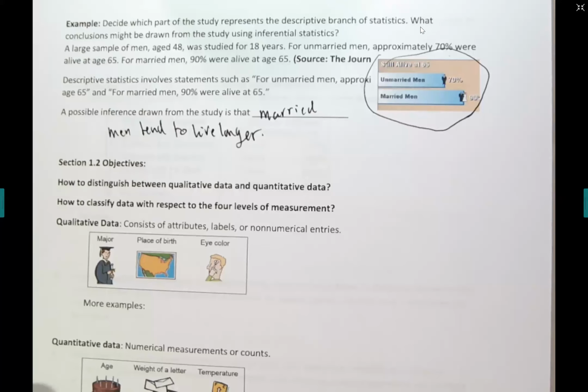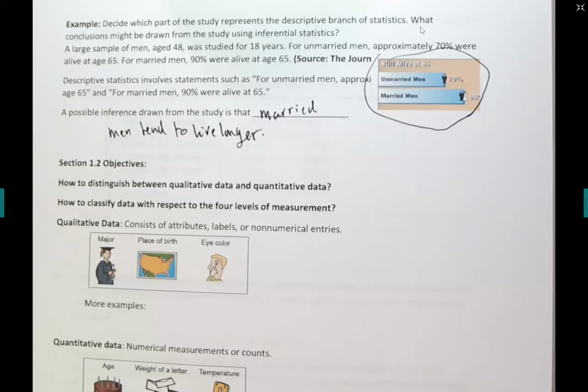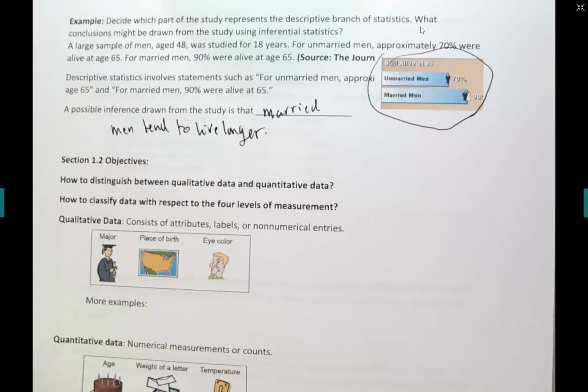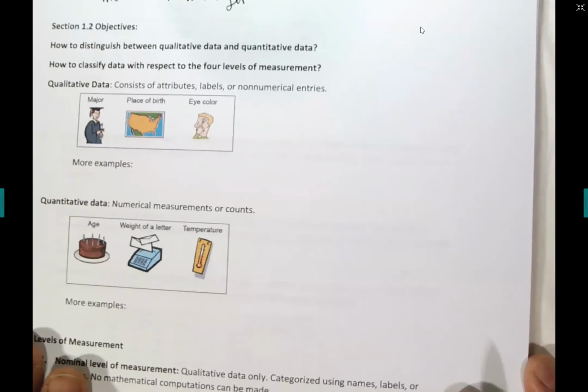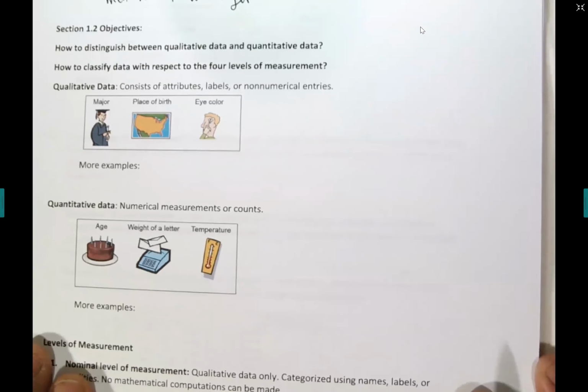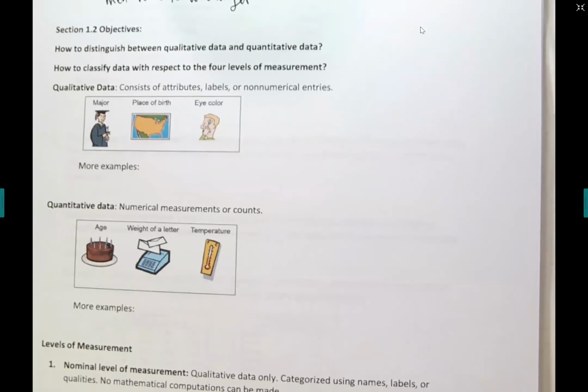Okay. That concludes section 1.1. Section 1.2, guys. It's even easier than this section. We're going to begin with that one. As I told you, there will be quite a bit of terminology, and I have a summary of all of them toward the end of this handout. In section 1.2, you'll learn how to distinguish between qualitative data and quantitative data, and how to classify data with respect to the 4 levels of measurement.